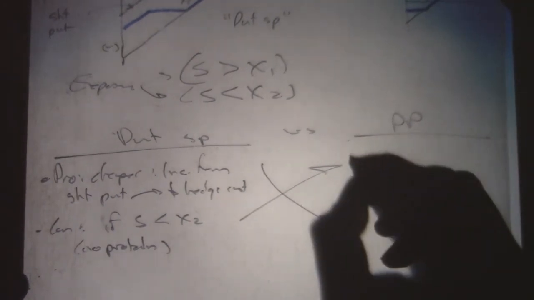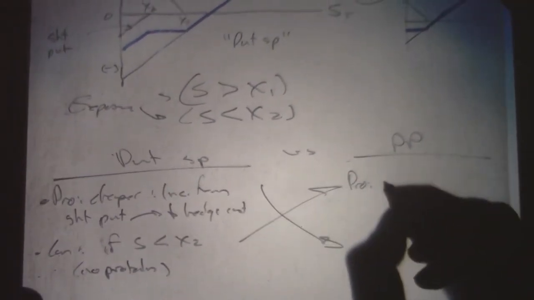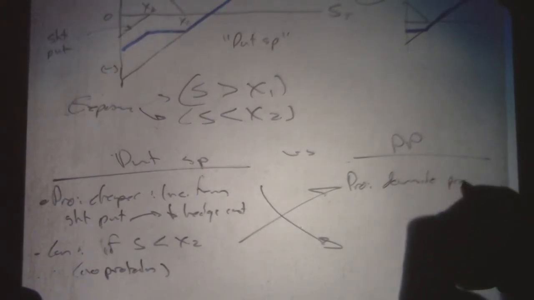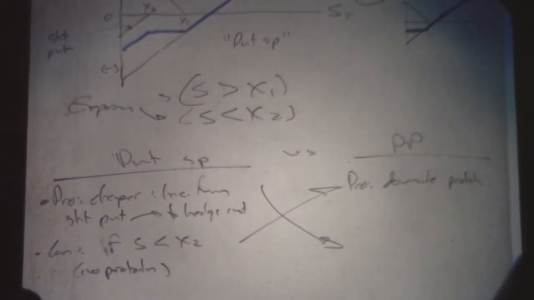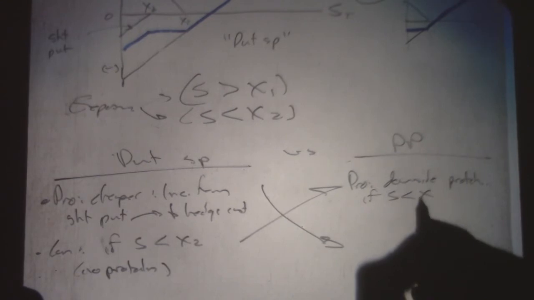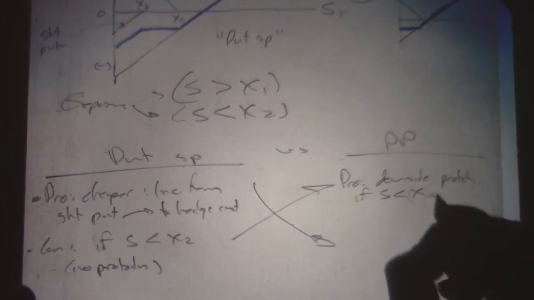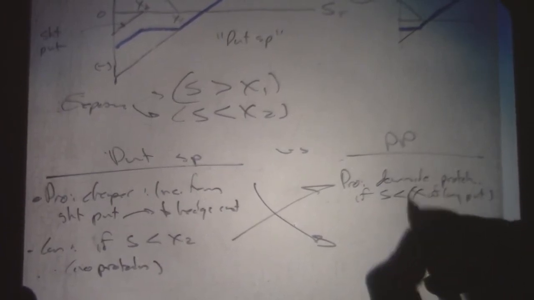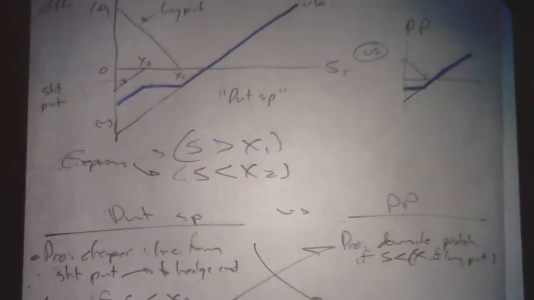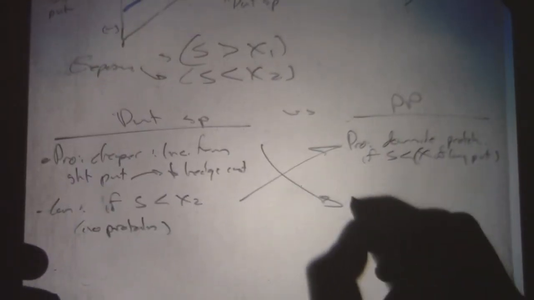And what's the pro? We have downside protection. If spot drops below the strike, there's only one strike here, the X of the long put. So if spot drops below the X of the long put, you could see that we have protection, right? And what's the con? It's expensive. Okay?